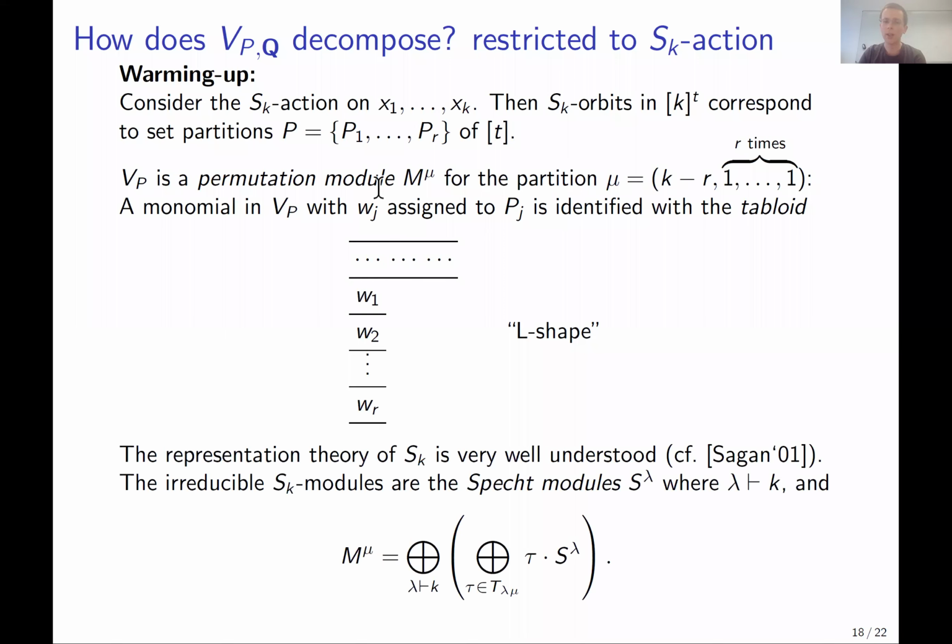And then you just look up your favorite yellow book. In this case, it would be the one from Sagan about the representation theory of the symmetric group. So he gives you a very clear recipe for how to decompose this vector space or this module into irreducible modules. So these are the Specht modules that I mentioned in the beginning. And basically, if you look at Sagan's book, it gives you an explicit decomposition of this permutation module into irreducible modules, which is exactly what you would need.